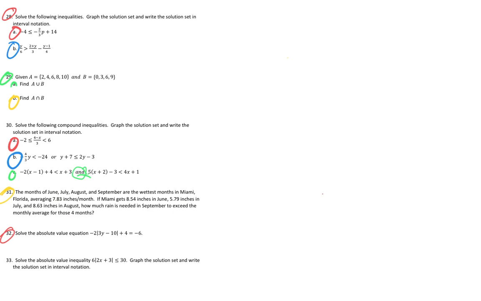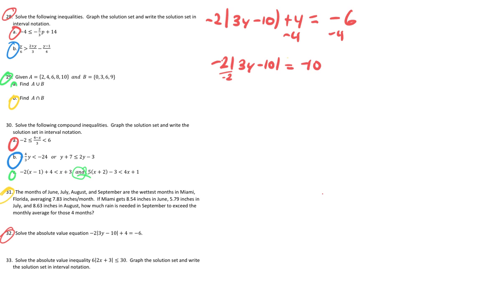Question 32, solve the absolute value equation. Negative 2 absolute value of 3y minus 10, then add 4, equals negative 6. So we're going to subtract off 4 from both sides, and divide both sides by negative 2. Okay, now we get a 2-for-1 deal with the absolute value. So we'll say 3y minus 10 is equal to the positive 5, and 3y minus 10 is equal to the negative 5. And then we get to solve each one individually now.